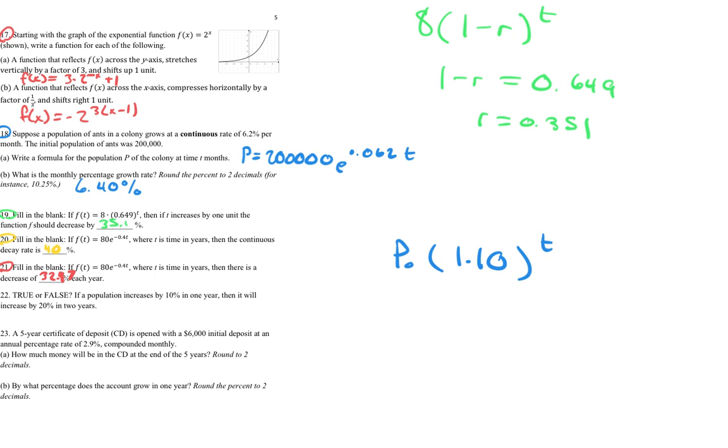If we plug this in, we'll end up seeing that the amount that we actually are going to increase by is around 21%, because we'll have this 1.10 squared, which is going to be 1.21, which means that we're increasing by 21%. So this one here, 22, is going to be false.